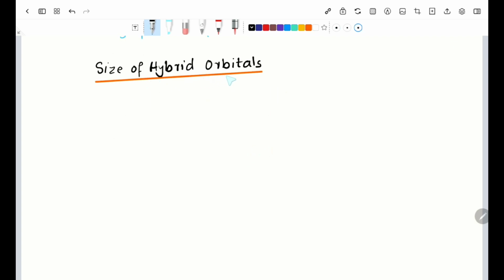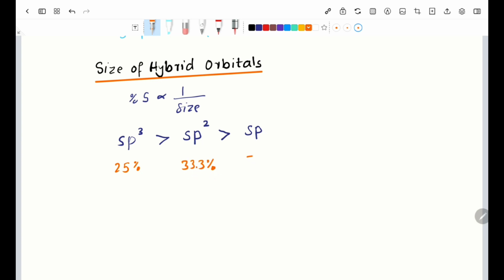Size of the hybrid orbital. Remember, the size of a hybrid orbital depends upon the percent S character, and it is inversely proportional to the size of the hybrid orbital. We can say that sp3 hybrid orbital has greater size than sp2, and sp2 has greater size than sp, because if you look at the S character, it has 25% S character in sp3. In sp2, the hybrid orbital has 33.3% S character, while in sp, it has 50% S character.